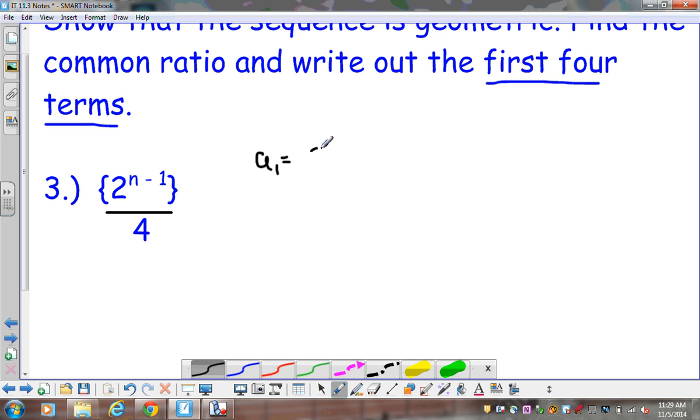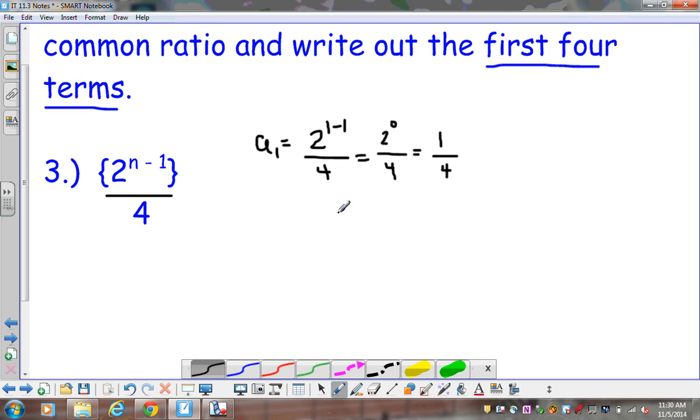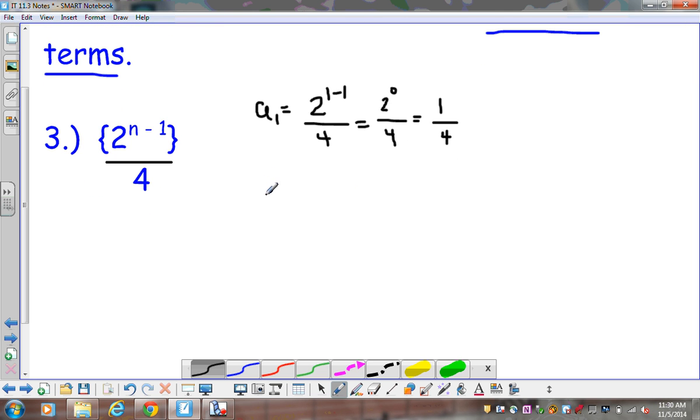So this will be 2 raised to the 1 minus 1 all over 4. All right, so that's going to be 2 to the 0 over 4. Remember, anything to the 0th power is 1, so that's going to be 1/4. So there's my first term. All right, so now let's keep going. Let's find my second term, my third term, my fourth term, etc.